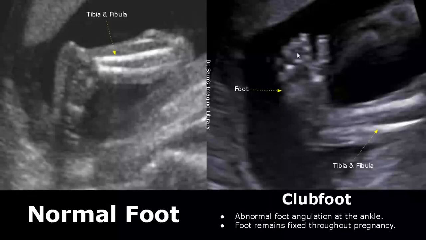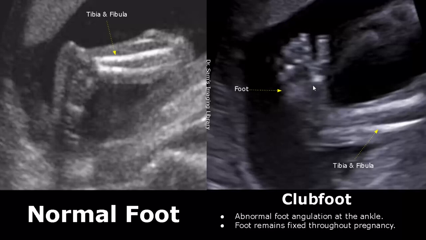Club foot refers to a condition in which there is abnormal angulation of the foot at the ankle relative to the tibia and fibula. Normally, the ankle and foot must look like this. This is the proper alignment of the foot, whereas over here it appears curved at the ankle region. The foot often remains fixed in this position throughout the pregnancy.